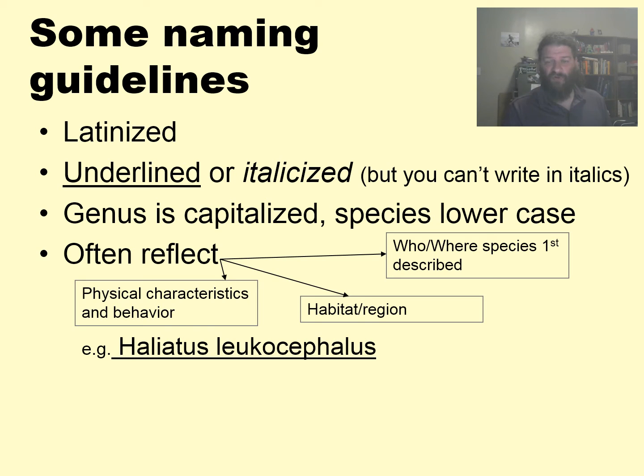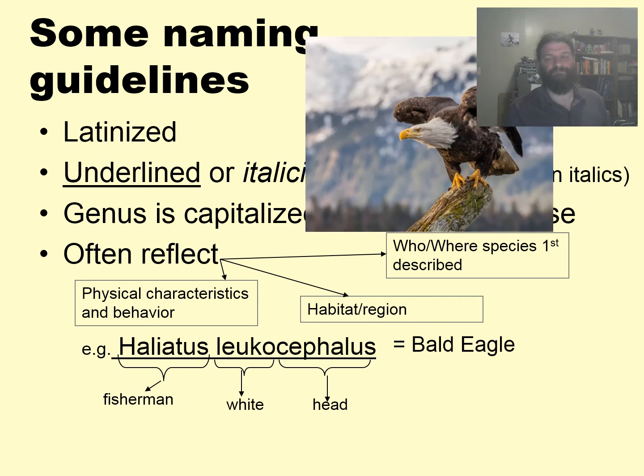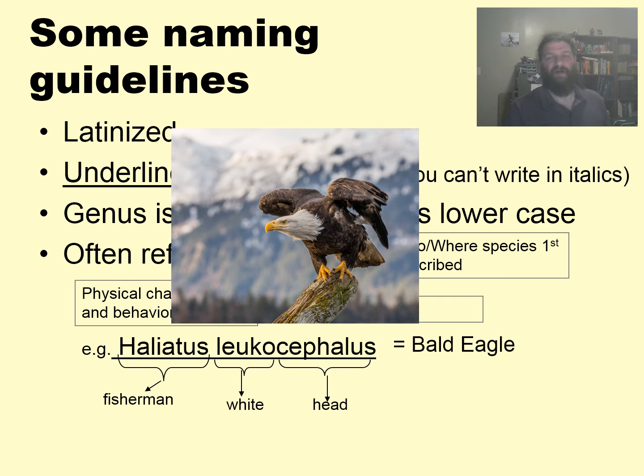Here's a good old example, Haliaeetus leucocephalus, and if you know a little ancient Greek, maybe you know what this one is. I'll take it apart for you here again. Hali, like halite is rock salt, that's the salty fisherman, leuco for white, and cephalus for head. So who is the white-headed fisherman? Prominent white head, likes to go fishing. It's a bird. You know it well. It's our national bird, the bald eagle.